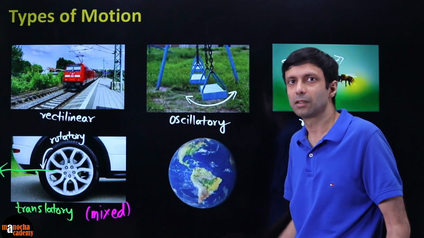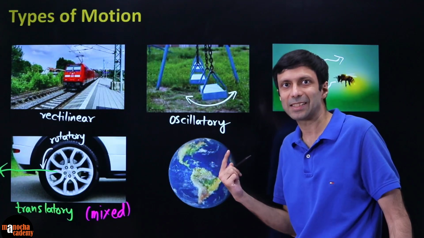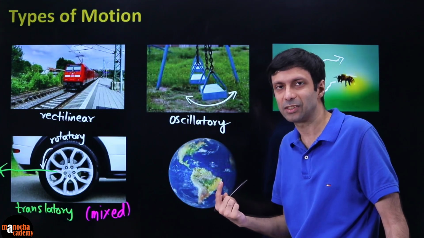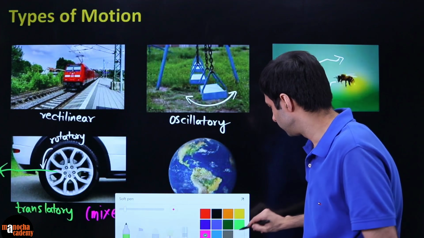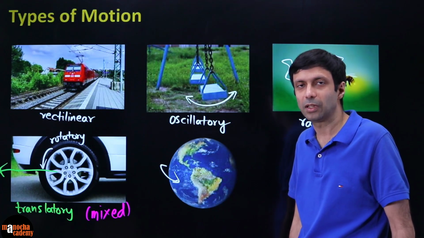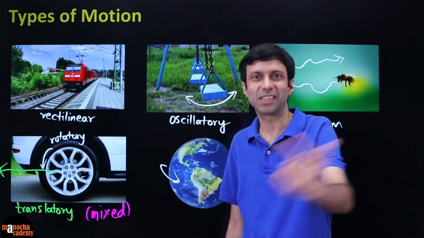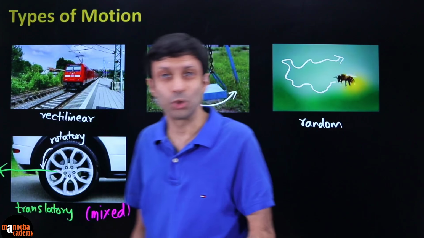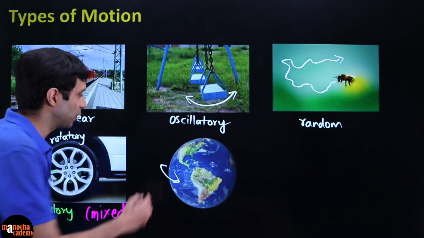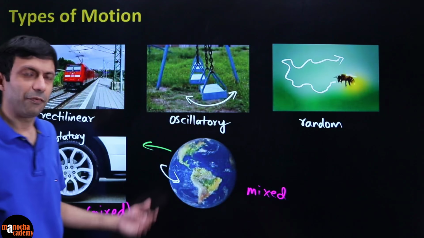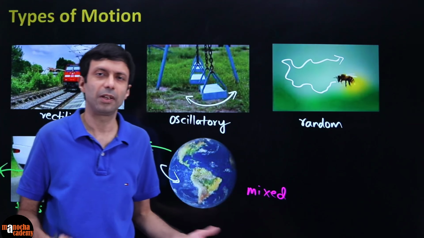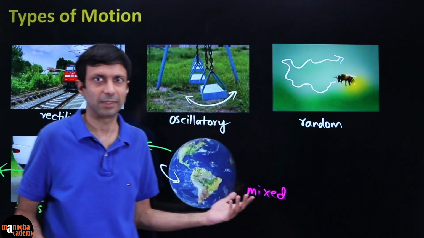Similarly, if you look at the earth, it is spinning around its axis, it is rotating around the axis. So there is a rotation involved. And the earth is going around the sun, revolving around the sun. So once again you can see there is mixed motion. So there are different types of motion. Again, if they don't teach you the different types, it's not important, but you should learn these.